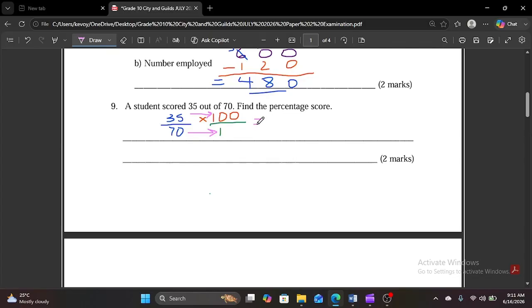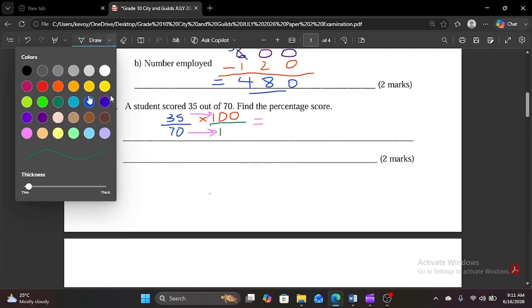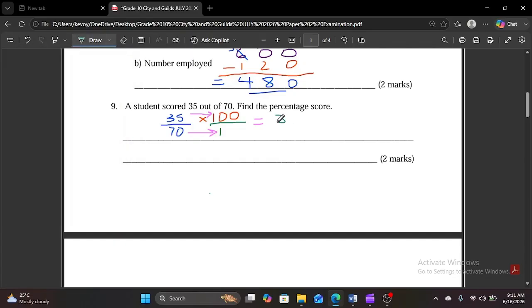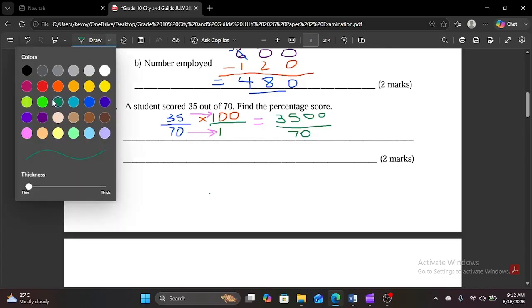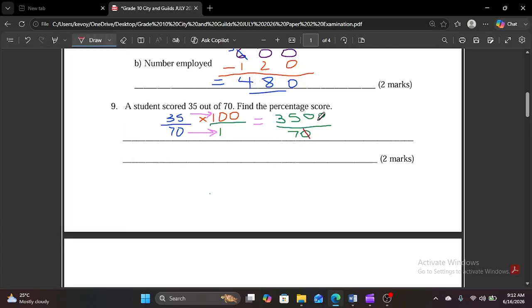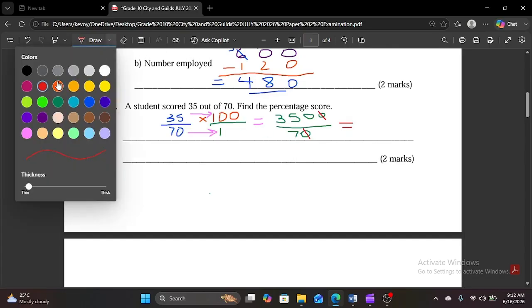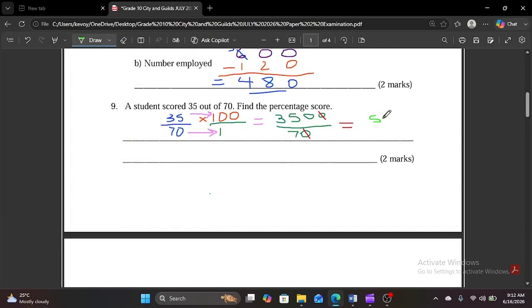So that's gonna be equal to 35 times 100, and you add the 2 zeros there. So that's gonna be 3,500 over 70 times 1, that's gonna be 70. So you cancel your zeros first. So now we're left with 350 divided by 7, and that should be equal to 50.